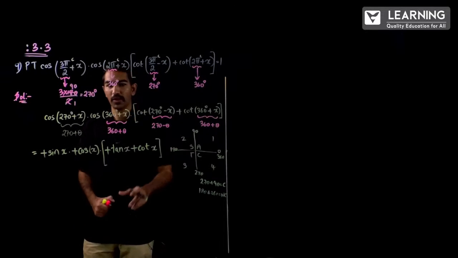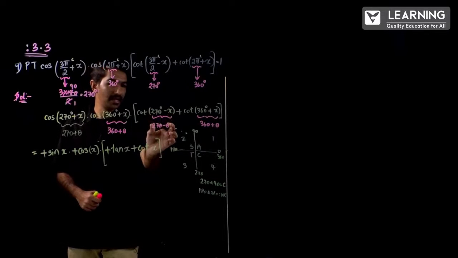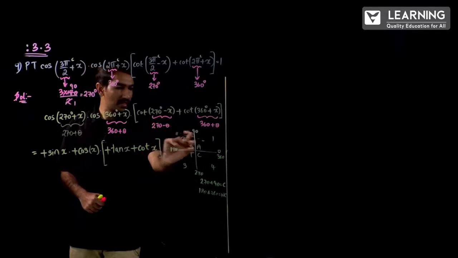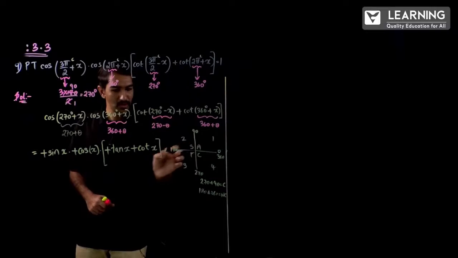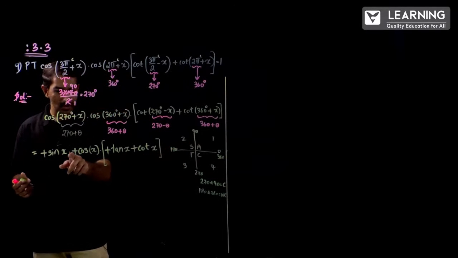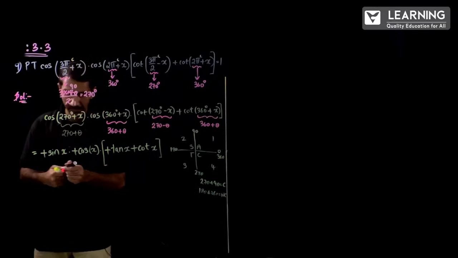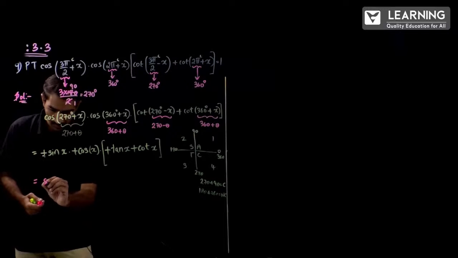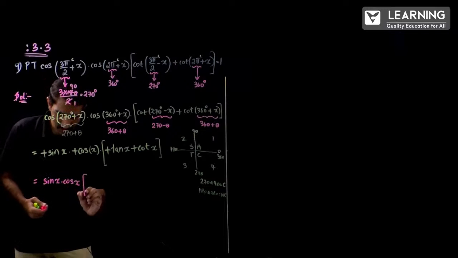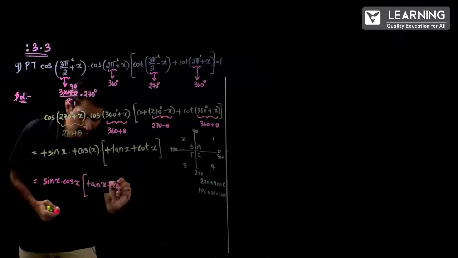Understanding? So this is what we got. Conversion of radians to degrees, identifying these lying in which quadrants. According to ASTC rule, we have rewritten this as it is again. Now we have sin x dot cos x of tan x plus cot x. We'll solve this further. Sin x into cos x of tan x plus cot x.